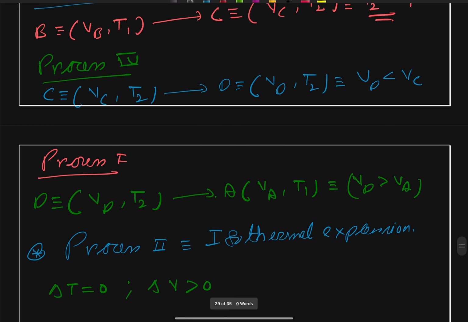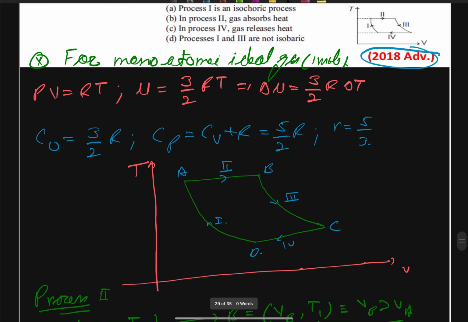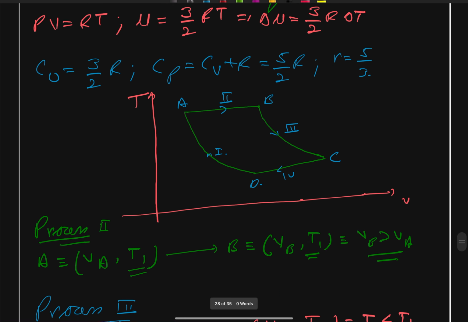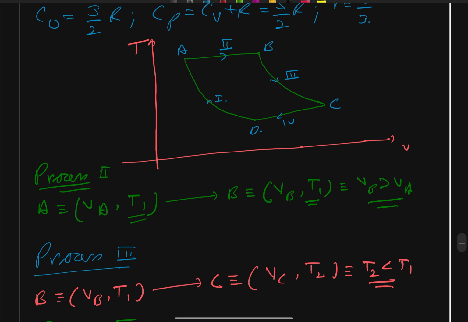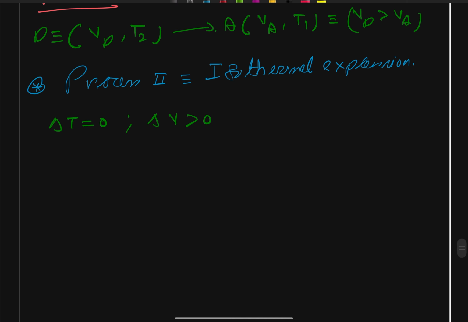And for process 2, we have to check whether the heat is absorbed or not. Okay. So we are going to find out, using the first law, the work done. Therefore, because delta T is equal to 0, furthermore we can write that our delta U, which was 3 by 2 R times delta T, will also be equal to 0.